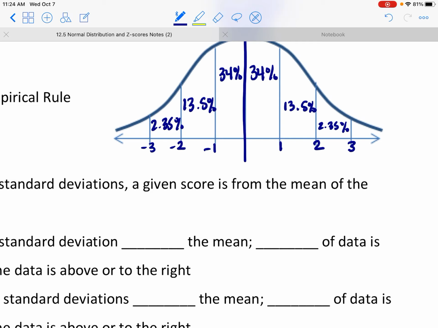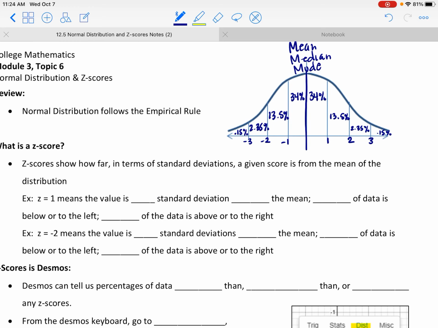Now, if we took that last little 0.3% that's left from the 100%, that gives us 0.15% on each side that would be outside of the 3 standard deviations. So that was our general concept of normal distribution, and then the empirical rule, which told us percentages that lie within exactly 1, 2, or 3 standard deviations of the mean.